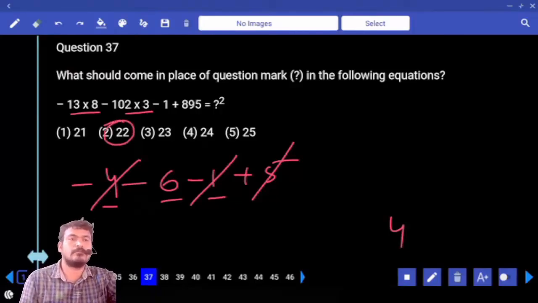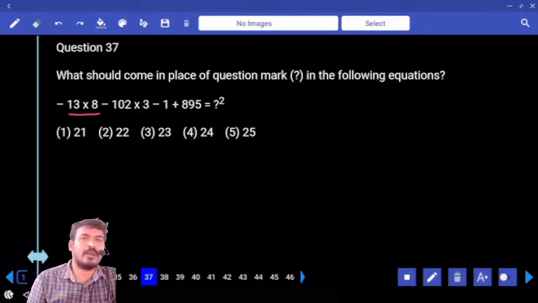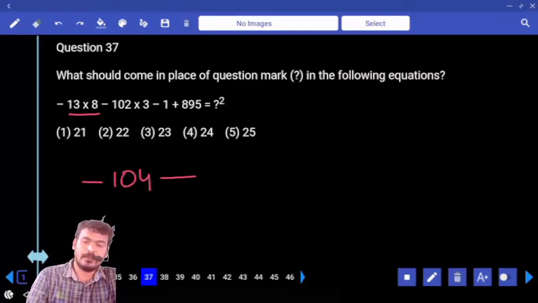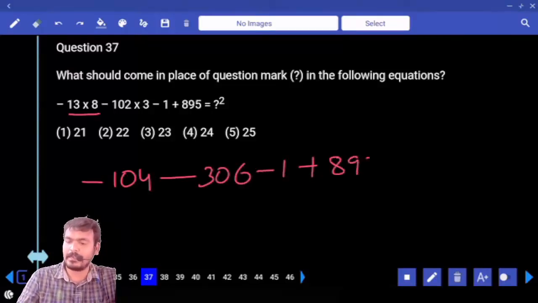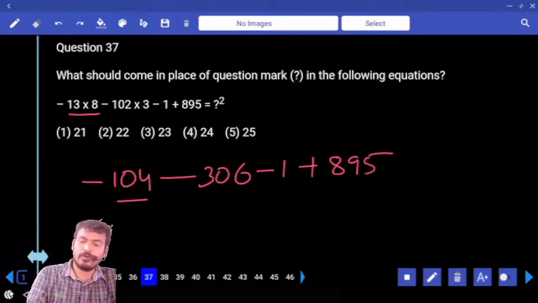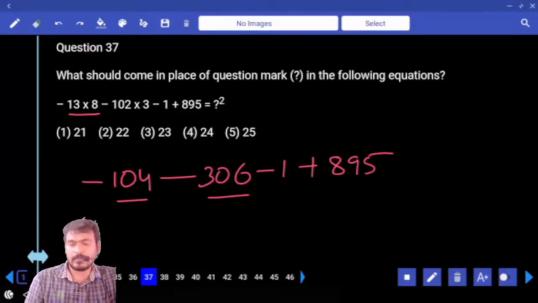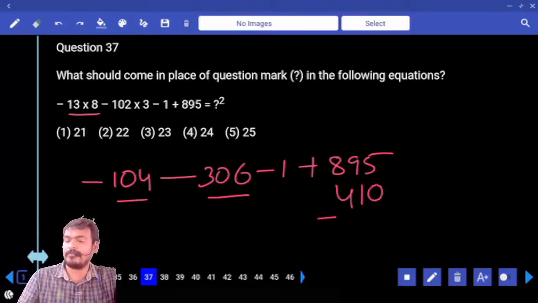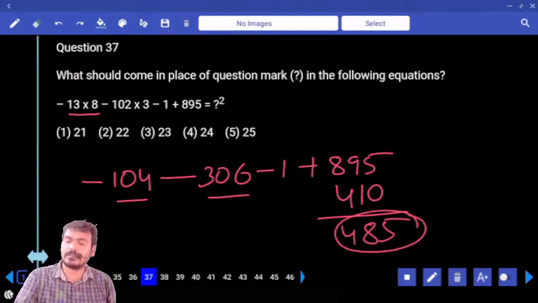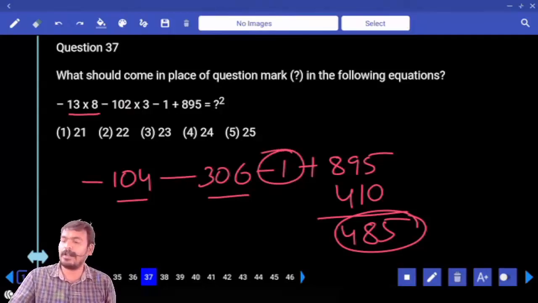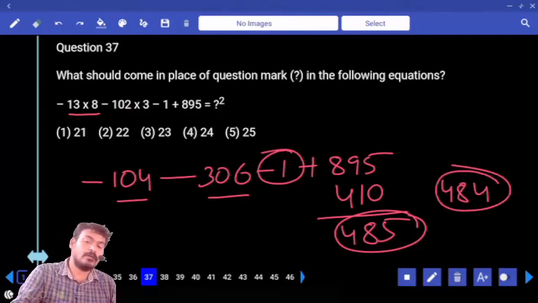22 square. 13 8 how much? 104 minus 104. 102, 3 times, 306 minus 1 plus 895. Okay, 104 plus 306, 410. 410 and 895, what is the difference? 485. In this one, how much value are we subtracting? 1. We are getting 484. Which one square? 22 square.